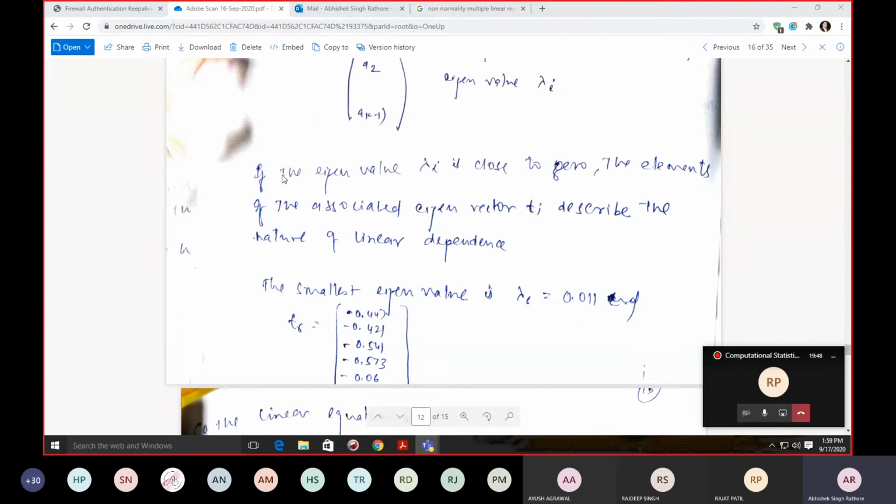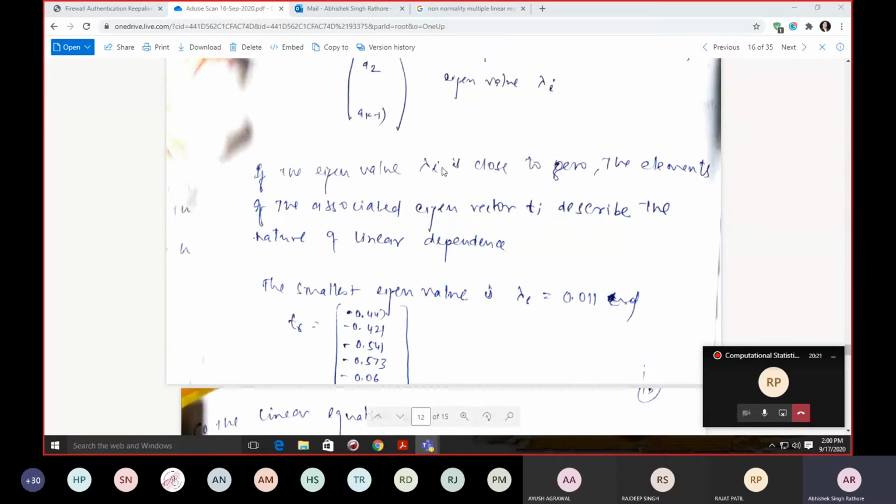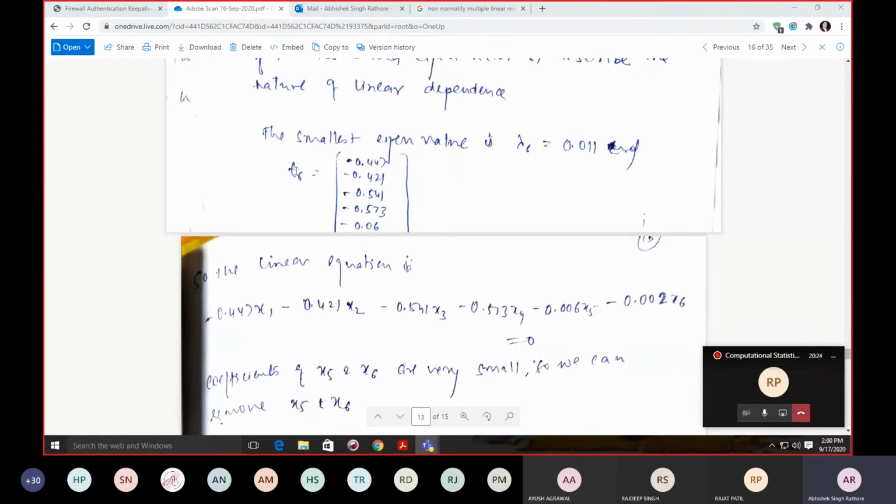Okay, fine. If we have the eigenvalue lambda i, and let's say lambda i is close to 0, then the elements of the associated eigenvector Ti describe the nature of your linear dependence. So we are checking whether linear dependencies exist in our data. When the eigenvalue for a particular attribute is close to 0, we look at the elements of the associated eigenvector. Let's say I am considering lambda 6, so the associated eigenvector is T6.